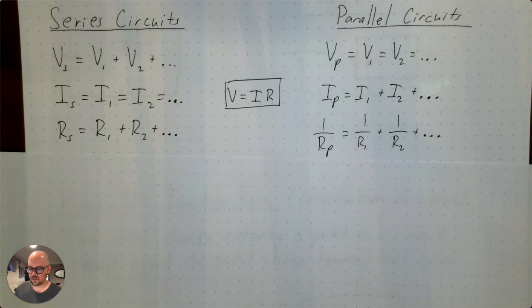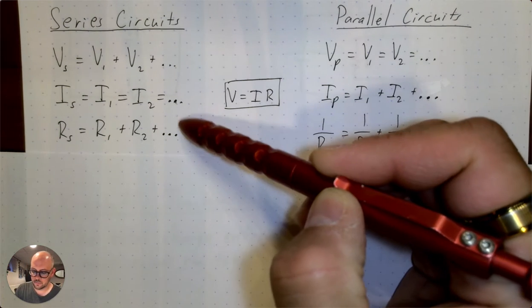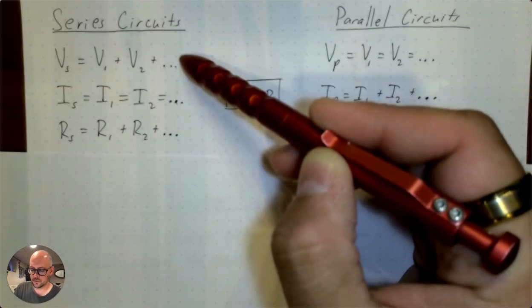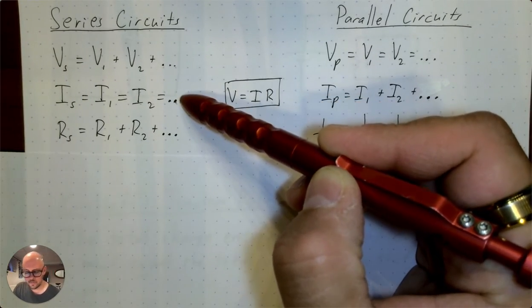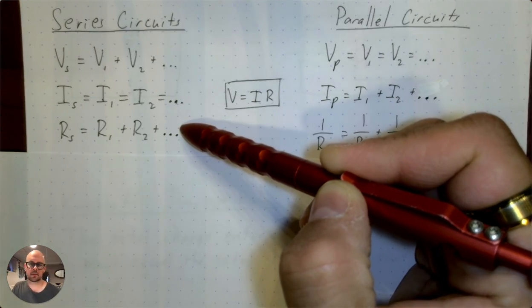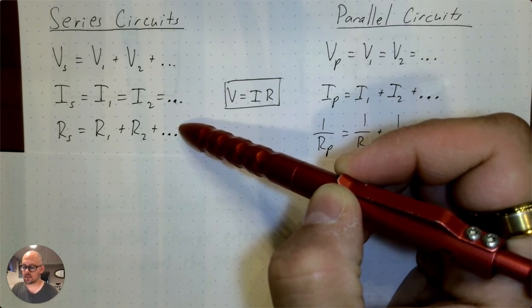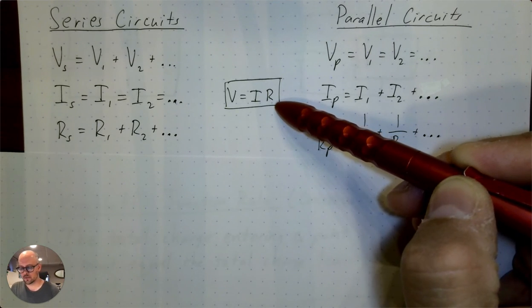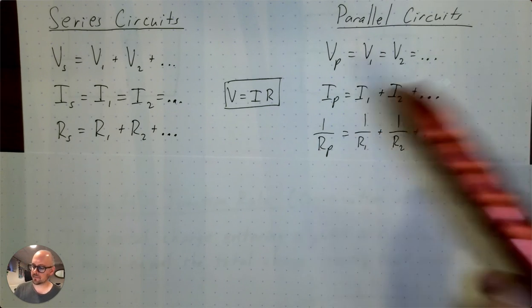Last week we covered series circuits, and we came up with the following three rules for voltage, current, and resistance. All the voltages add, all the current is the same everywhere, and the total resistance is what you get when you add up all the resistances. Ohm's law always applies to everything in a circuit individually and to the entire circuit.